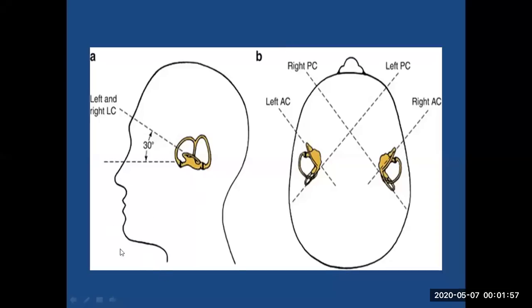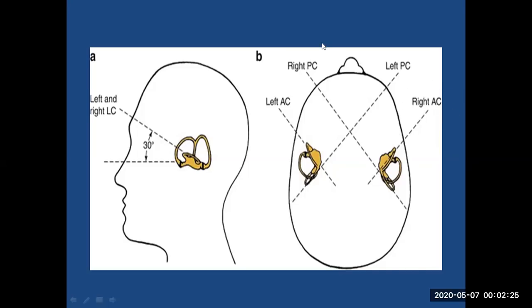This is a cross section from the side showing the orientation of the left and the right lateral semicircular canals, which makes an angle of 30 degrees. And this is an axial section where we note that the left anterior semicircular canal and the right posterior semicircular canal are parallel and oriented towards each other. And on the other side, the left posterior canal and the right anterior semicircular canal are parallel and oriented to each other.